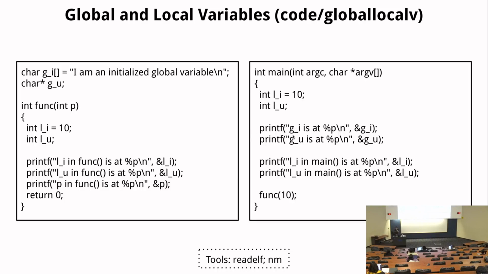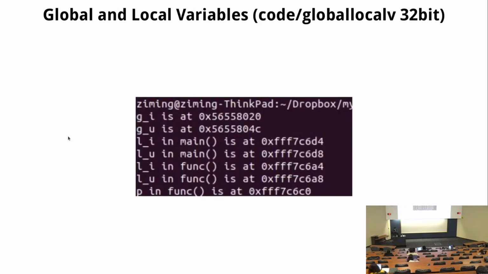This program will just print out the address of all the global and local variables. In the main function, we print out the global variables' addresses, both of them. Then you print out the local variables for the main function. The function func prints out its own local variables' addresses and also the parameter's address. Parameters are also on the stack, actually. So if you run this program, you will get something like this.